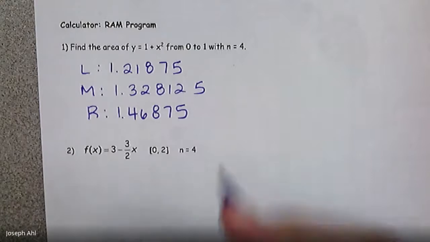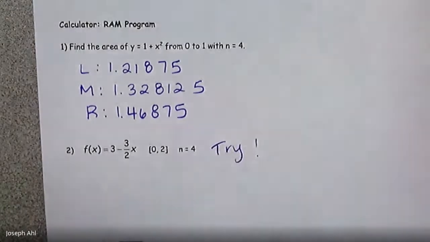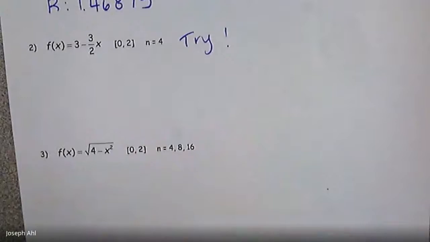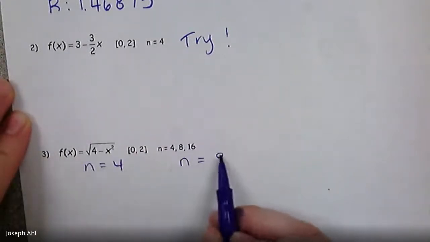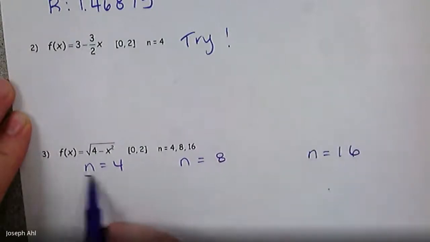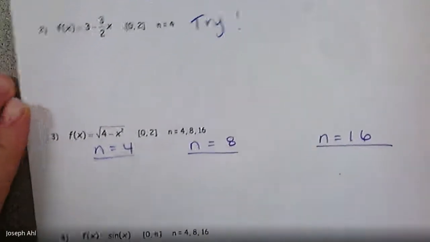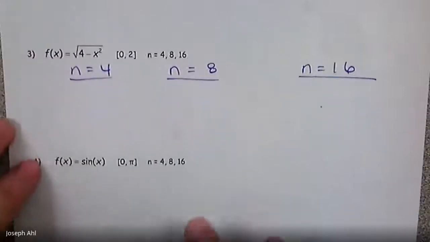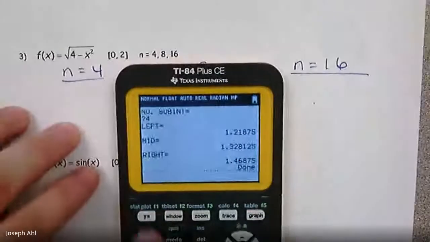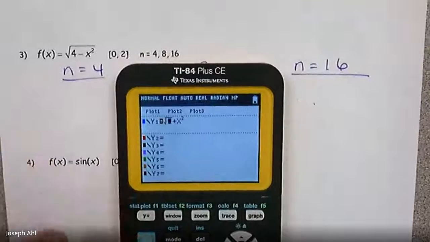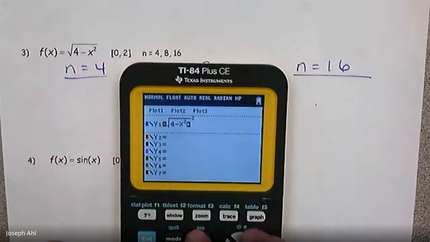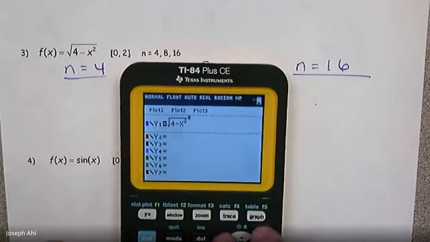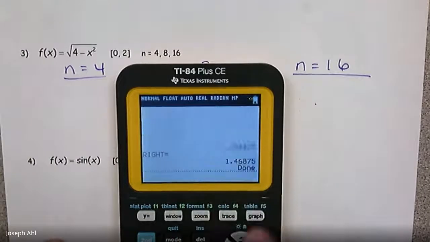All right, I'm going to have you guys try this one. But just for the last one, I want you to just kind of compare what happens at n equals 4, n equals 8, and n equals 16. This happens for these next two examples for the functions that are given. So go back to y equals, change it to the square root of 4 minus x squared. Okay, so once you have that changed in y equals, go ahead and quit there, go back to programs.